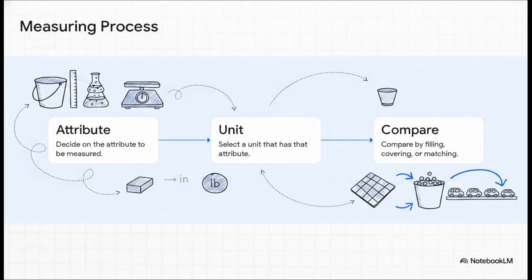Well, let's walk through a totally crucial three-step instructional sequence. Step 1. You have to decide on the attribute to be measured. You need to physically decide if you're measuring the height, the weight, or maybe the volume of a bucket before you do literally anything else. Step 2. Select a unit that has that exact same attribute. And Step 3. Compare the units to the object by filling, covering, or matching. The big takeaway here, notice that we do not jump straight to tools.